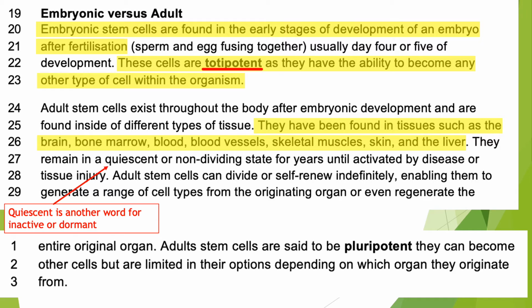Adult stem cells can divide or self-renew indefinitely, enabling them to generate a range of cell types from the originating organ, or even regenerate the entire original organ. This comes in really handy if, let's say, someone has to have their liver taken out. Then you can get a donor who donates liver cells, and you can cultivate an entirely new liver and implant it into the person who's missing one. Now, this process obviously takes a really, really long time. It's much easier just to get a liver donor.